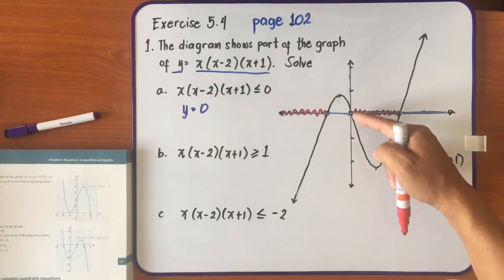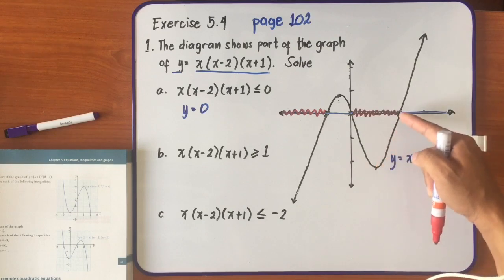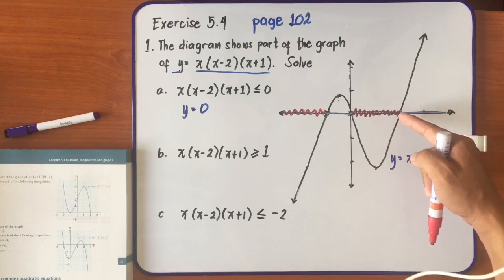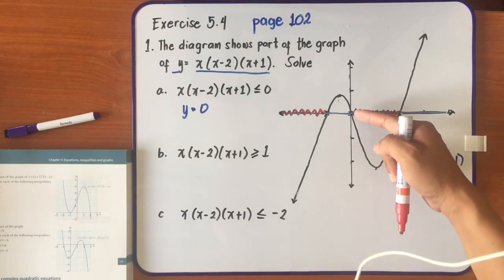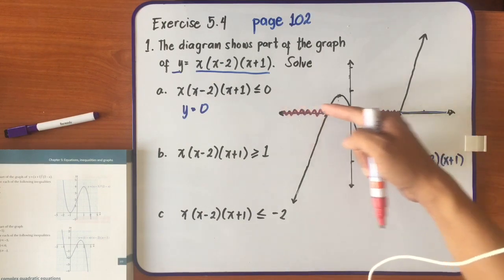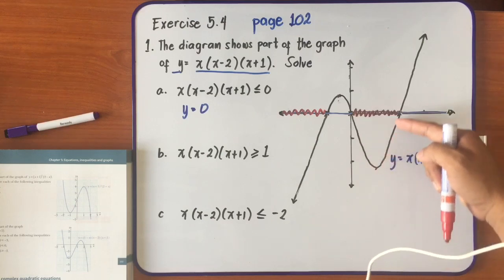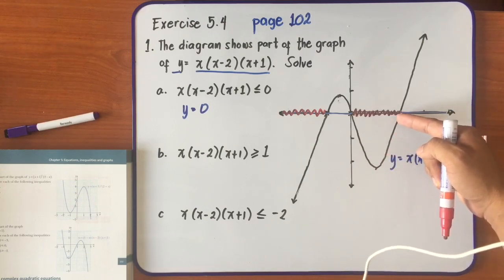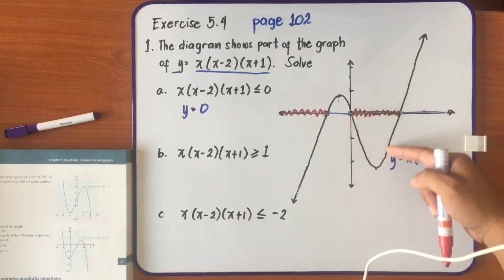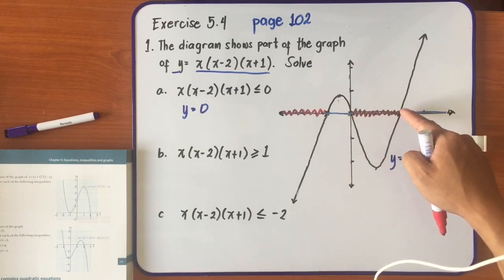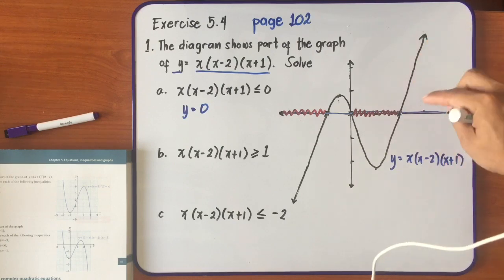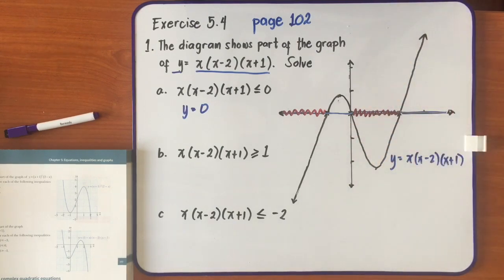The values of x in here are the things that are, again I repeat, below y equals 0 in this part. So it means the values of x here are only from this point to this point. I am not going to consider this because it's already above y equals 0. So what are the answers for our letter A?